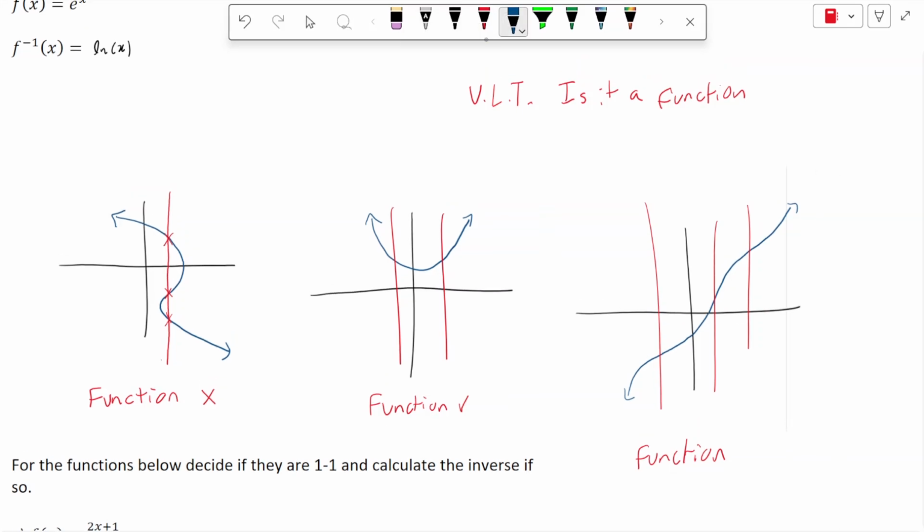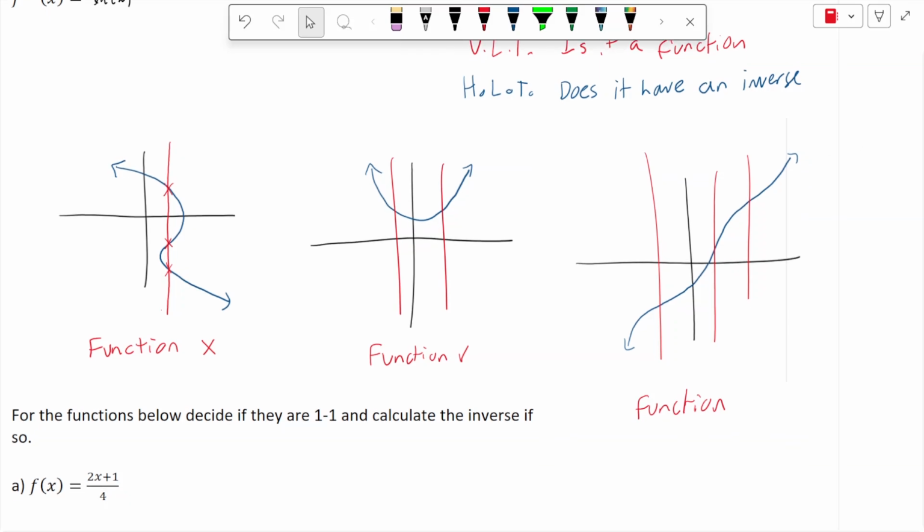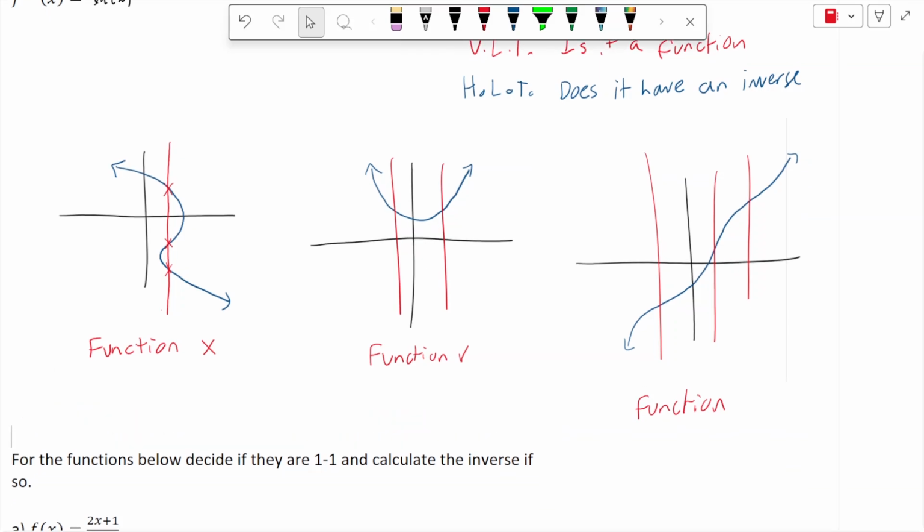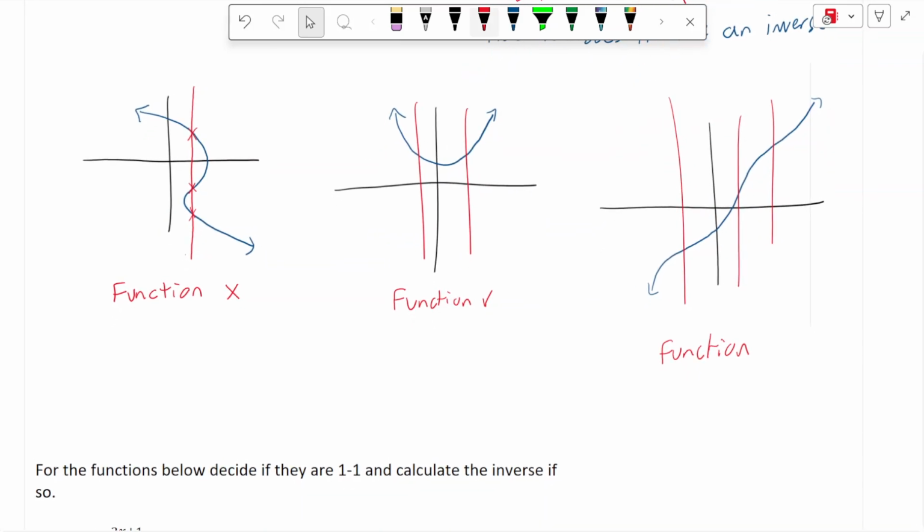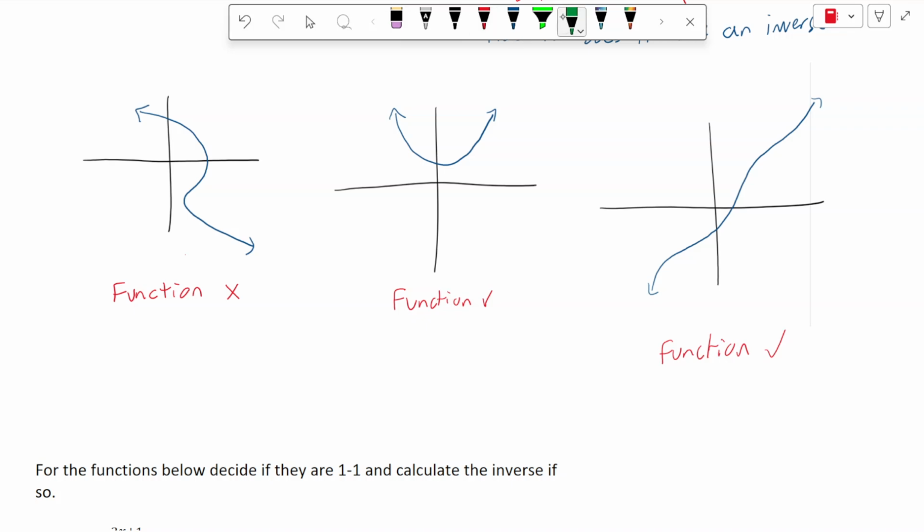Now, we've got another test called the horizontal line test. And that tells us whether it has an inverse. So if it has an inverse, it has to be a function and it has to pass the horizontal line test. So it sort of has to pass both tests here. If we look at these graphs again, this one can't have an inverse because it's not a function.